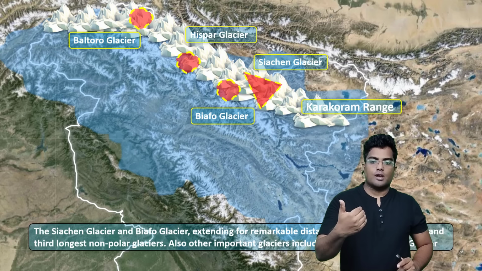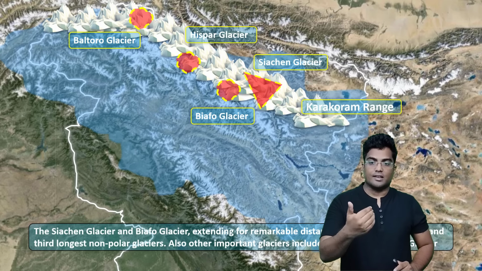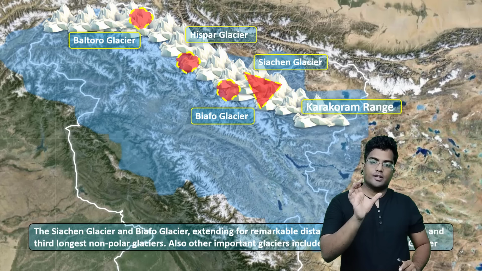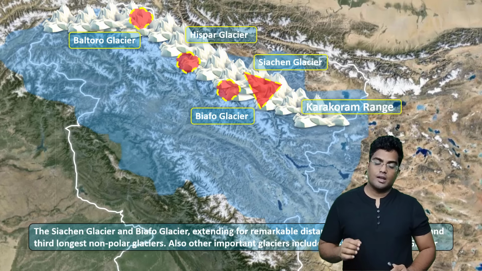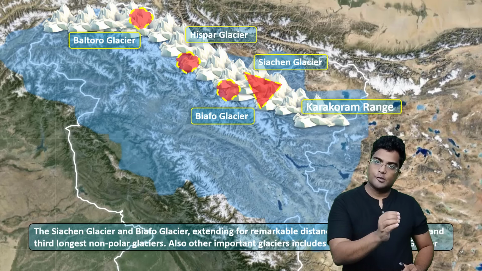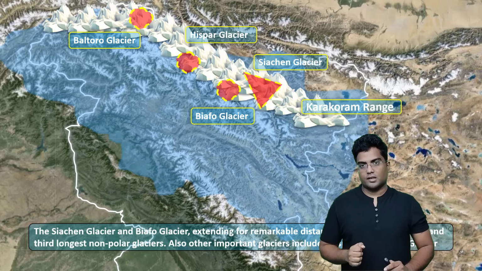Now we are going to discuss the other three glaciers: Biafo Glacier, Hispar Glacier and Baltoro Glacier. Only the Siachen Glacier is located in India. Biafo Glacier is located in Pakistan. Hispar Glacier is also located in Pakistan. Baltoro Glacier is also located in Pakistan.